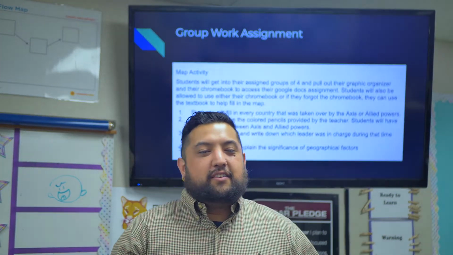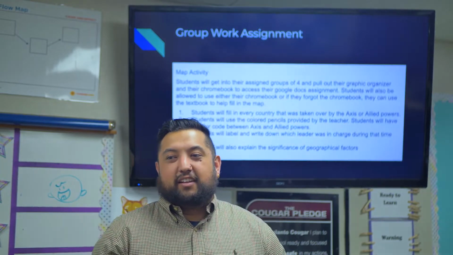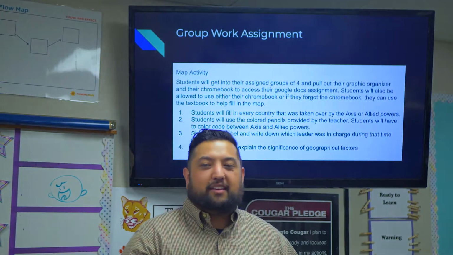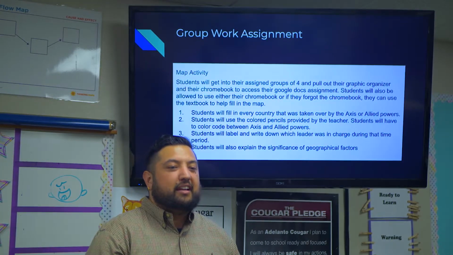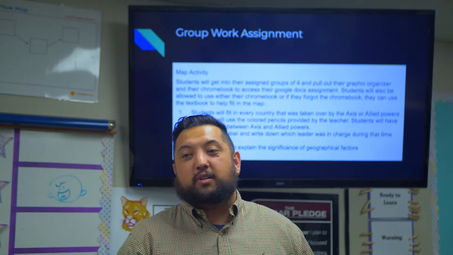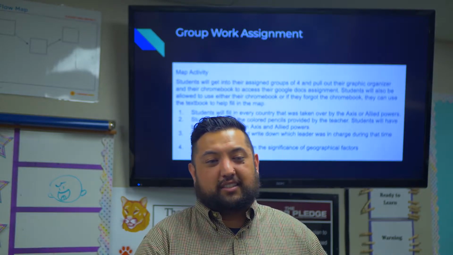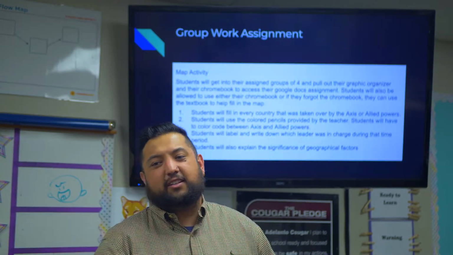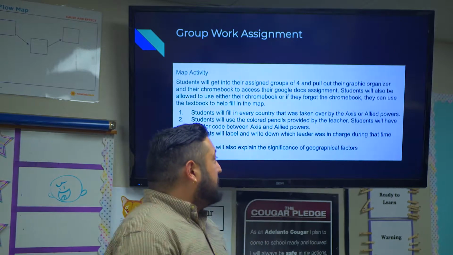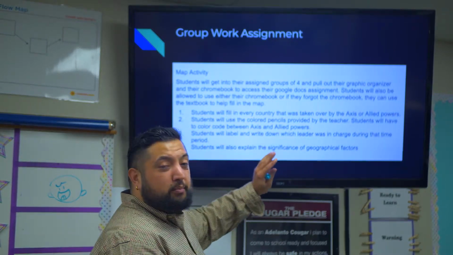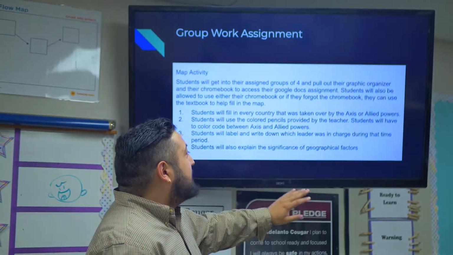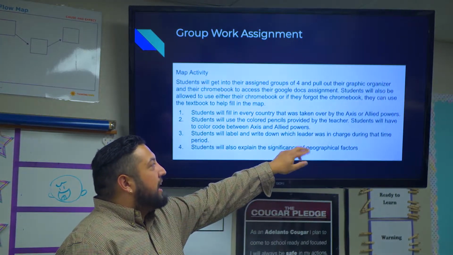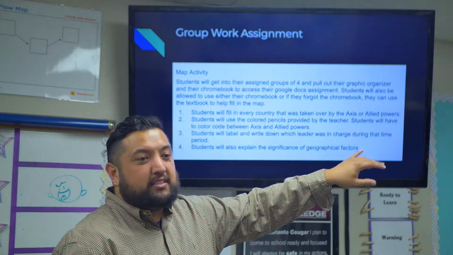And then on the next slide, you finally get your activity. So, for the activity today, we're going to be doing a map activity. I'm going to be giving you guys a blank map. You guys are going to be using Chromebooks, your textbook, or the primary and secondary sources that we gave out to you guys. You're also going to be using colored pencils and markers. If you guys do not have any, I can provide it for you. And you're going to have to label Axis and Allied powers on the map.